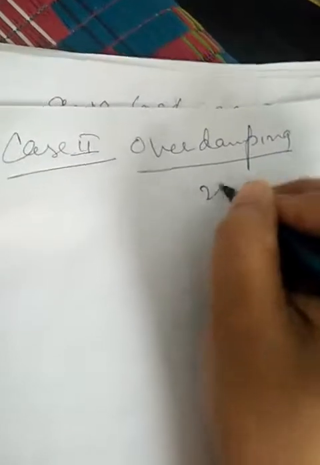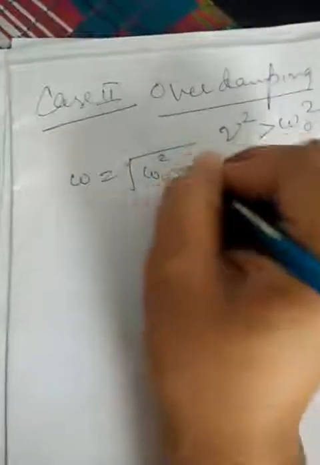Case 2, we are going to study what happens during overdamping. The first condition was underdamping, when omega naught square was greater than gamma square. Now in case 2 we take gamma square greater than omega naught square. In the previous case we have seen that when omega naught square is greater than gamma square, we formulated such kind of waves and this kind of equation was formed. Now for overdamping, we will take gamma square greater than omega naught square, and we know that omega is equal to under root of omega naught square minus gamma square.